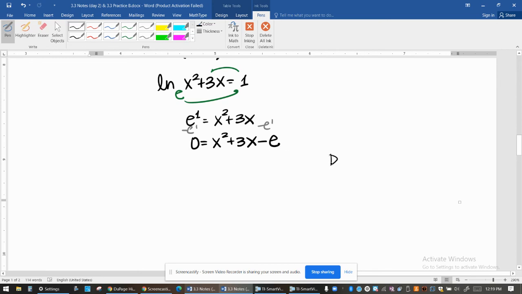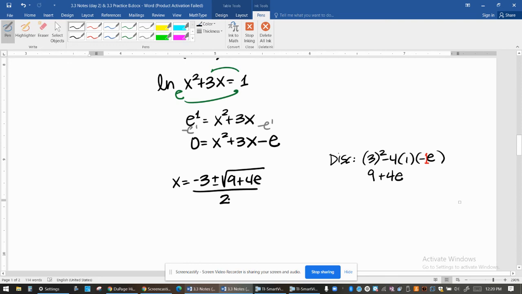All right, I'm going to do the discriminant off to the side. B squared minus 4ac. Remember, the e has a negative 1 in front. So how do I simplify that? 3 squared is 9. Negative 4 times 1 times negative 1 for the e is going to be positive 4 and e. So x equals the opposite of b plus or minus the square root of the discriminant all over 2a. Okay, moment of truth.